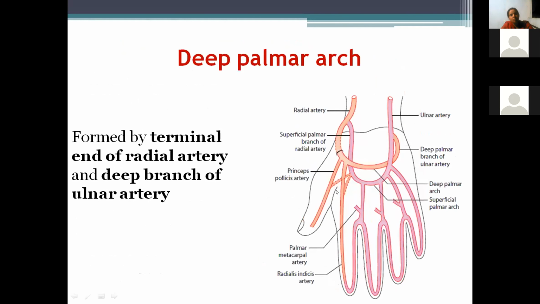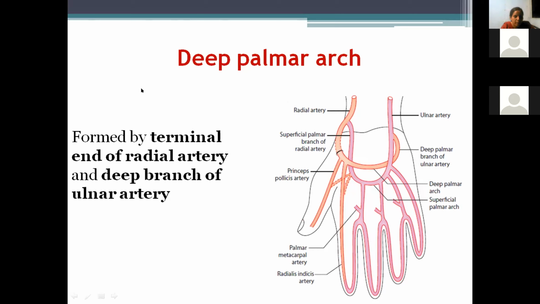Okay. Once you are done with the superficial palmar arch, then what are we left with now? This red colored thing. What is that? Deep palmar arch. How is the deep palmar arch formed? Now see here. This is the terminal end of the radial artery and the deep branch of the ulnar artery. Overall, radial and ulnar only. In the superficial plane, there is one anastomosis. In the deep plane, there is one more anastomosis.